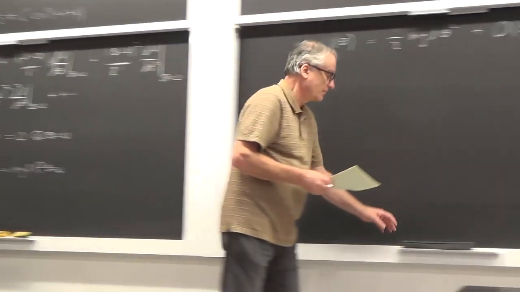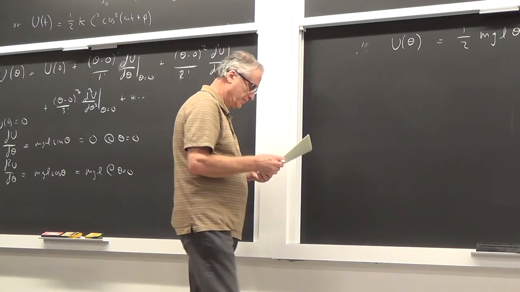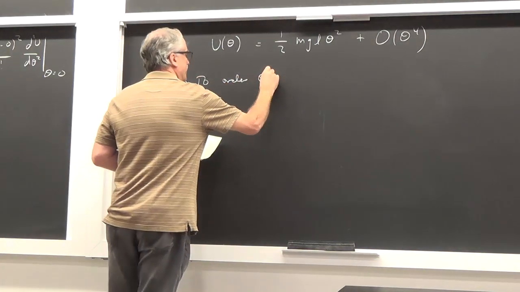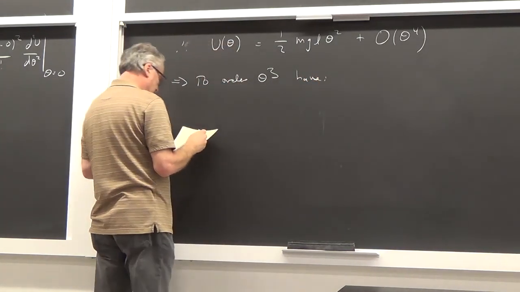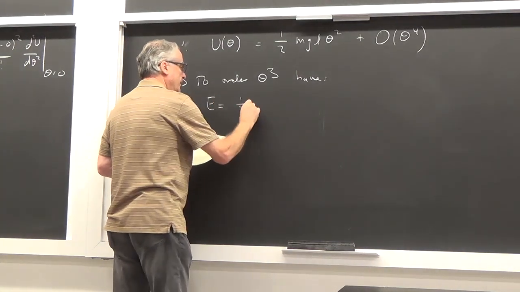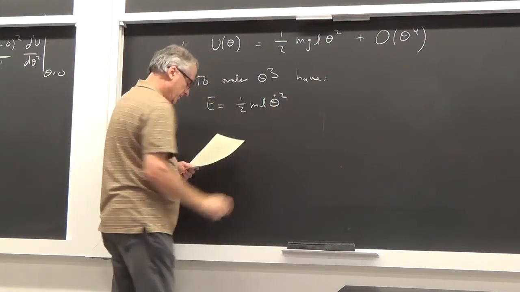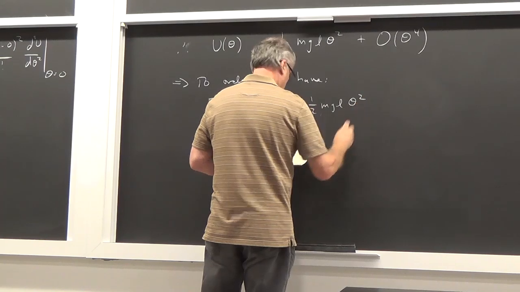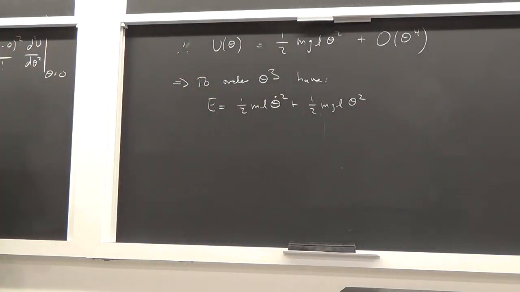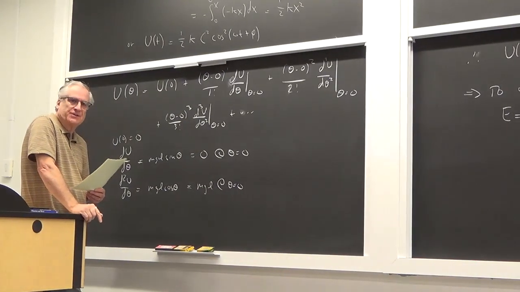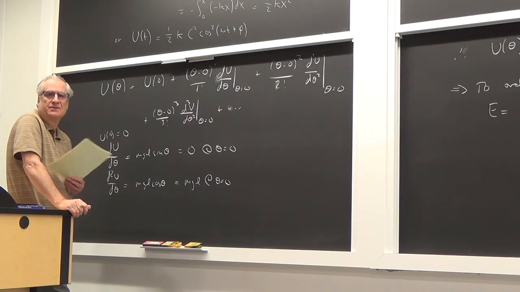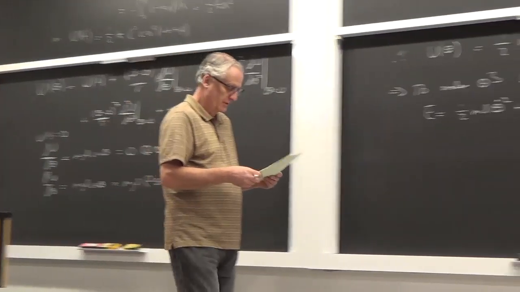So, let's use this expression. Okay, so to order theta cubed, we have the energy, the total energy is 1/2 ml theta dot squared, kinetic energy, plus 1/2 mgl theta squared. And that's equal to a constant. It's still a little messy, but with trig substitutions, you can integrate that directly. So it's not hard. I'll probably put it in my notes or a sketch of that.